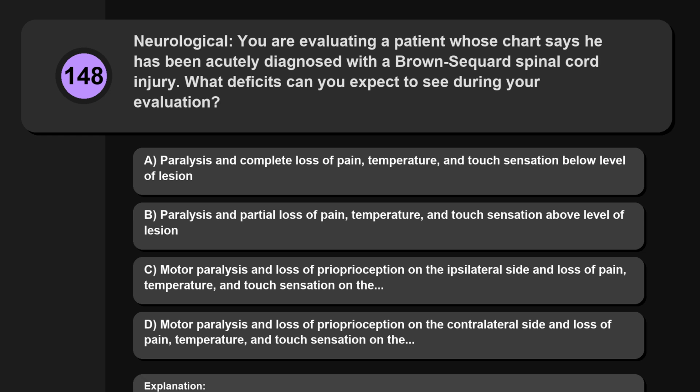Pendleton, H. M., and Schultz-Krohn, W., eds. 2006. Pedretti's Occupational Therapy, Practice Skills for Physical Dysfunction. St. Louis, Missouri. Mosby Elsevier, 906.